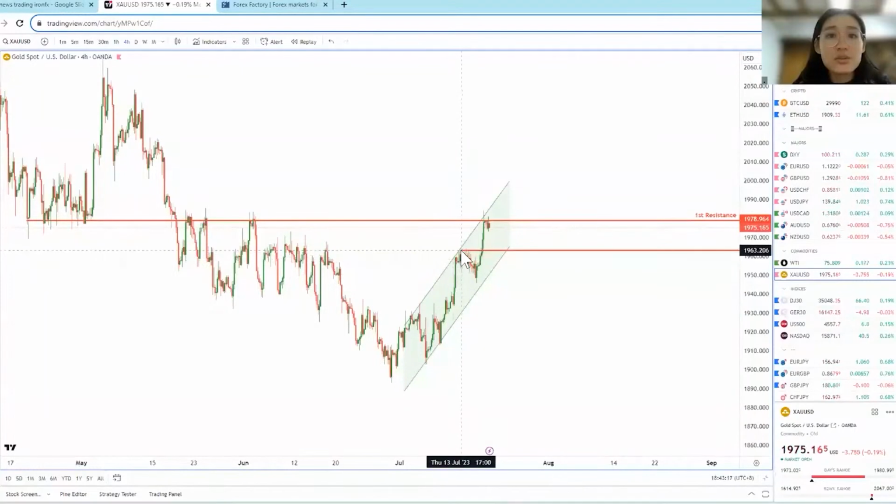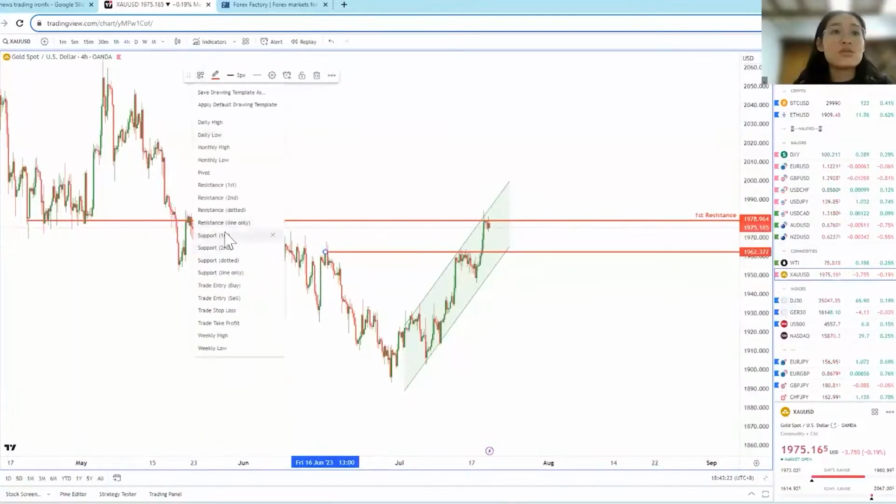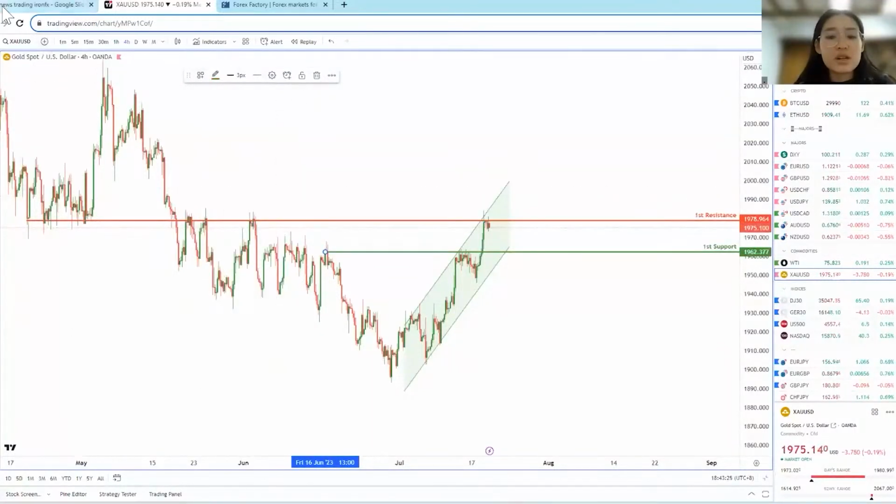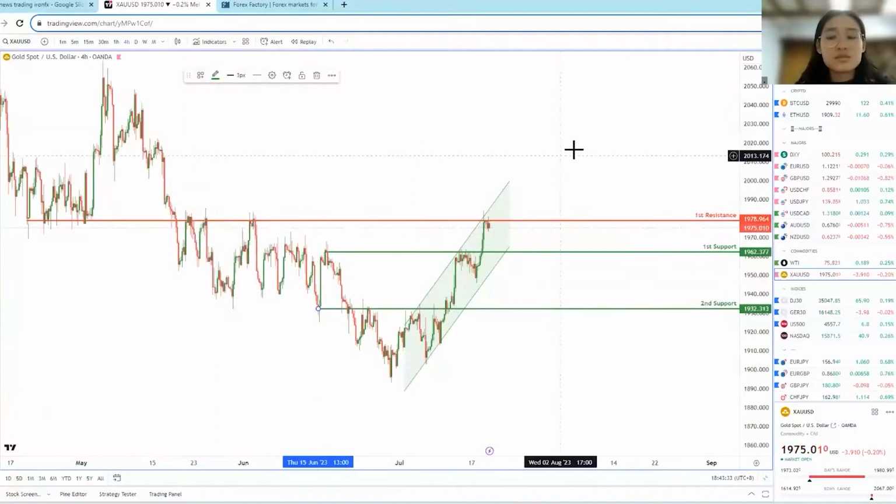Next, our support. Same thing, we're going to try and pull it back. Okay, here's our first support. And then our second support is over here. Okay, this is just solely graphical. Like I mentioned, we will adjust these later on.